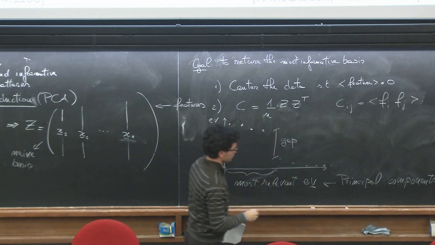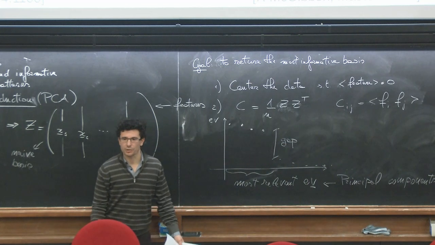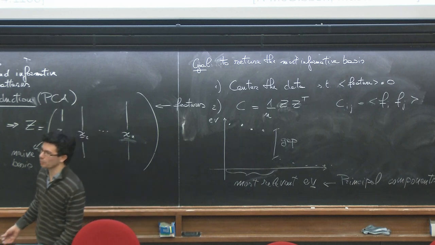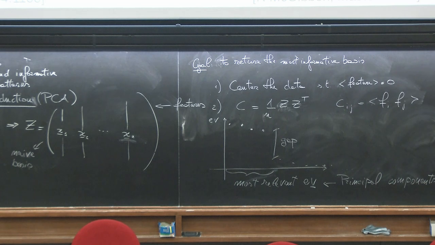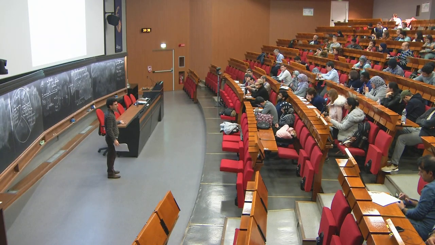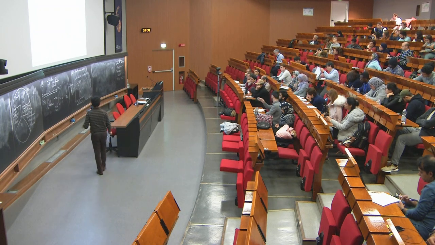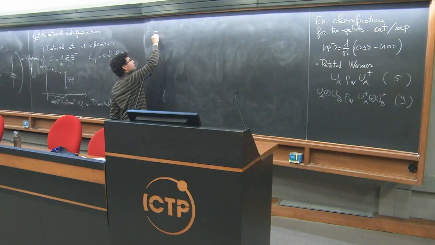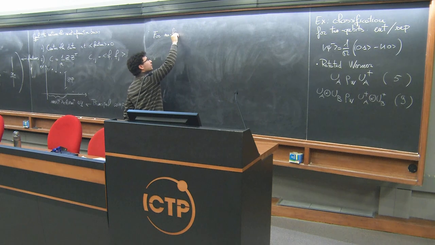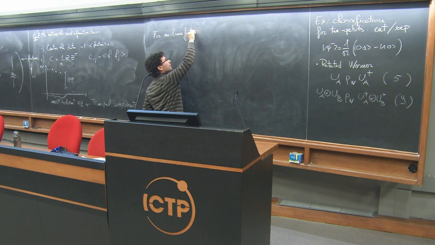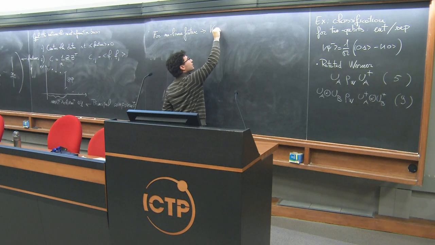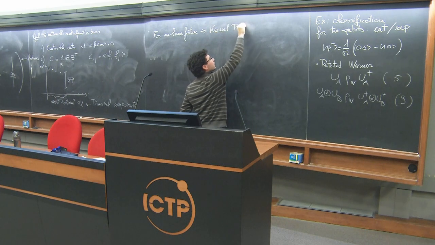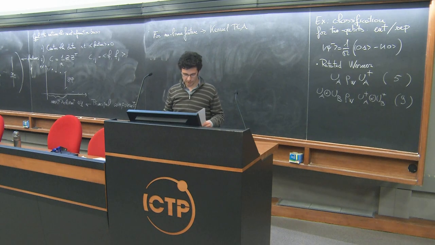Now, obviously, those are given by a linear combination of the original features. And for some problems, linear combination is not enough. So there are variations of this algorithm for nonlinear features. It's called kernel PCA, in which you use a nonlinear kernel to perform something very similar.